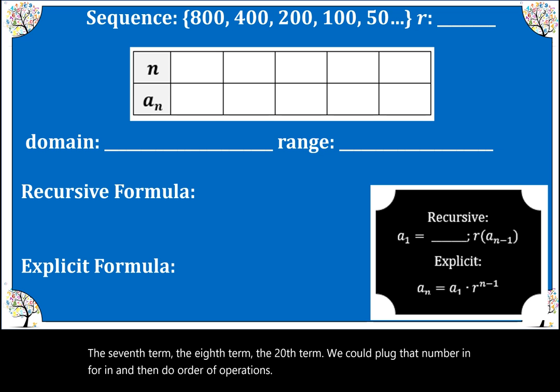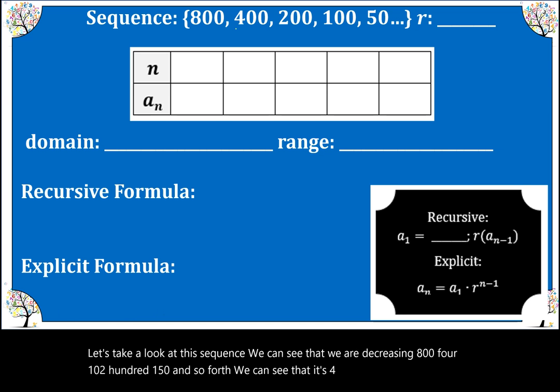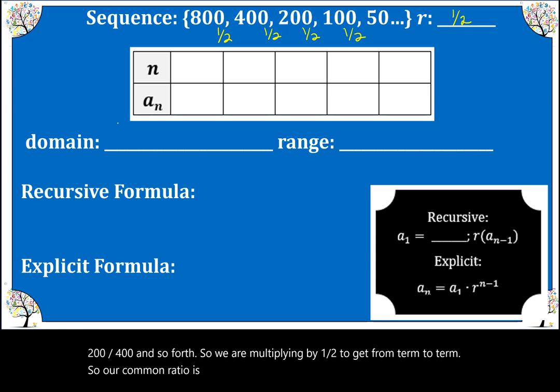Let's take a look at this sequence. We can see that we are decreasing: 800, 400, 200, 100, and so forth. We can see that it's 400 over 800, 200 over 400, and so forth. So we are multiplying by 1/2 to get from term to term. So our common ratio is 1/2.